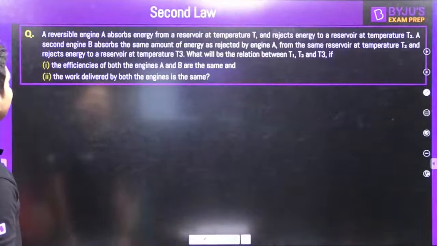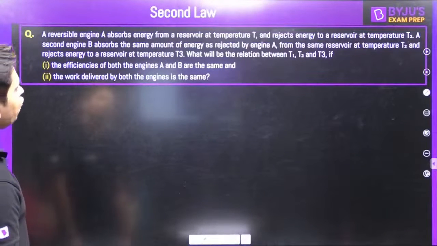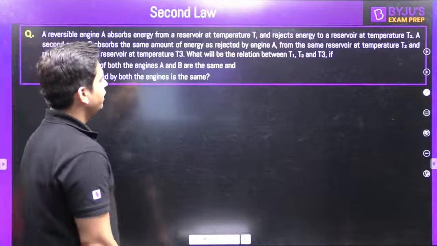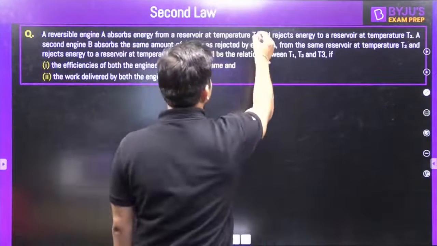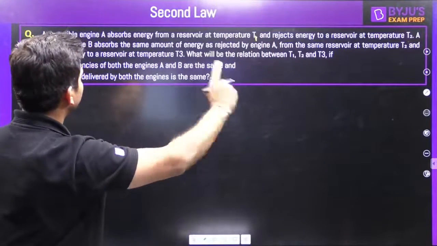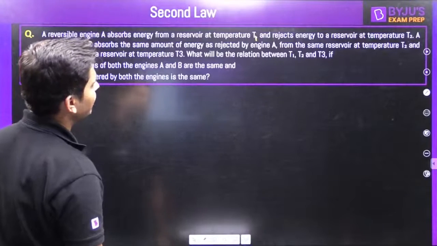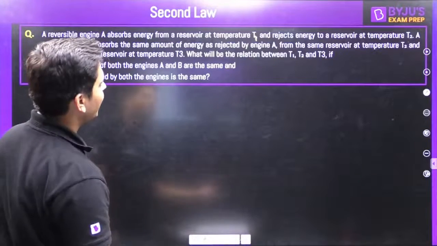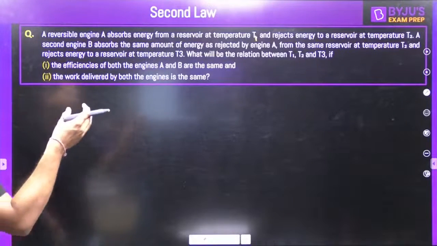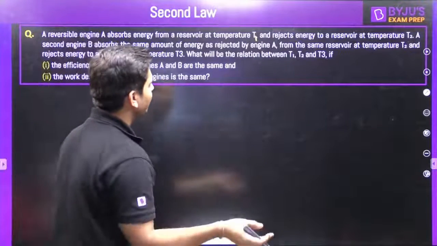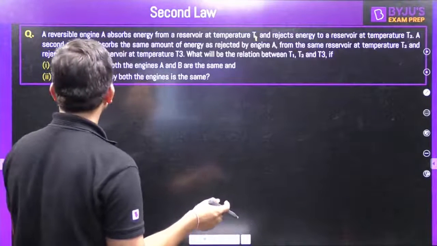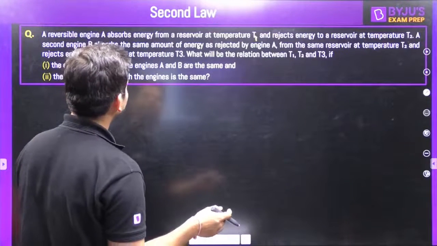A reversible engine A absorbs energy from a reservoir at temperature T1 and rejects energy to a reservoir at temperature T2. A second engine B absorbs the same amount of energy as rejected by engine A from the same reservoir at temperature T2 and rejects energy to the reservoir at temperature T3.